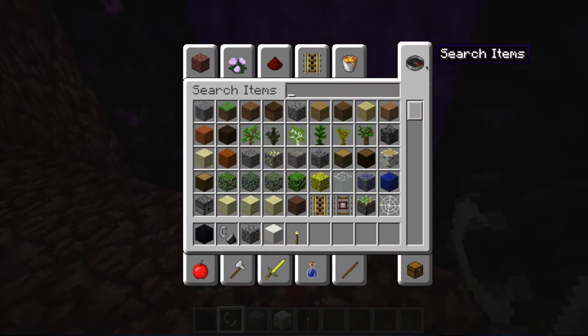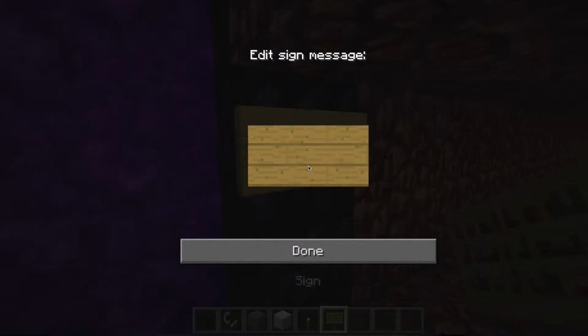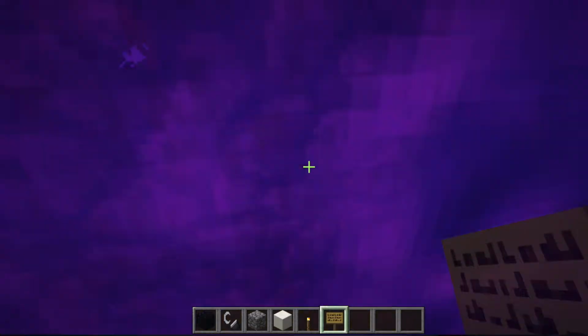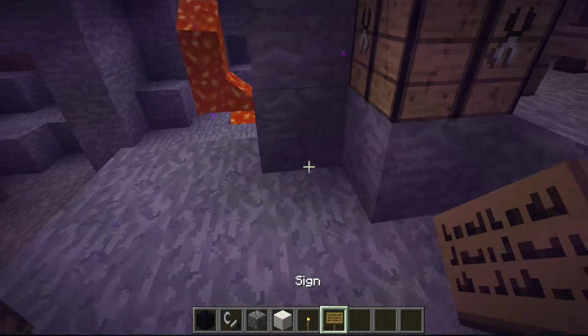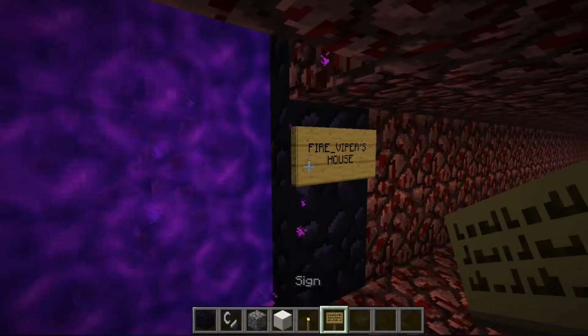Before I forget, let's put a sign just to make sure that we come back to the right place. So Fire_Viper house. Okay, so then let's head through the portal, and we are at his house. So that's a good sign so far. If you go back, we're back where we are.